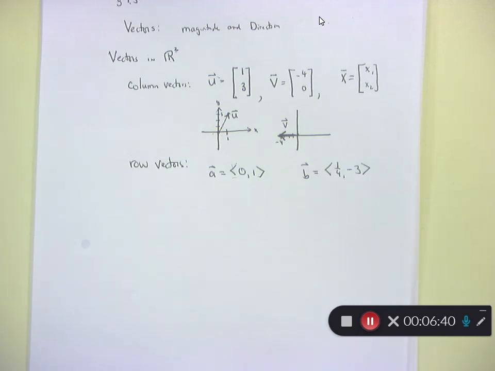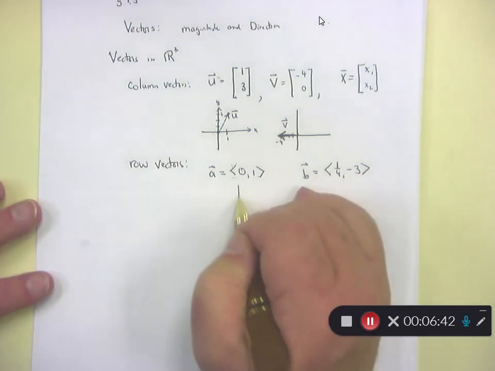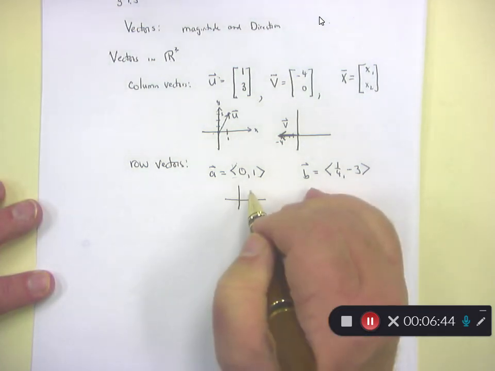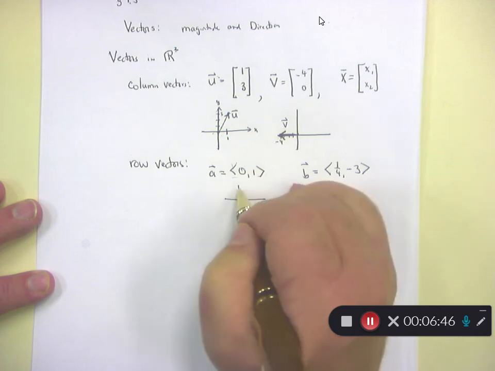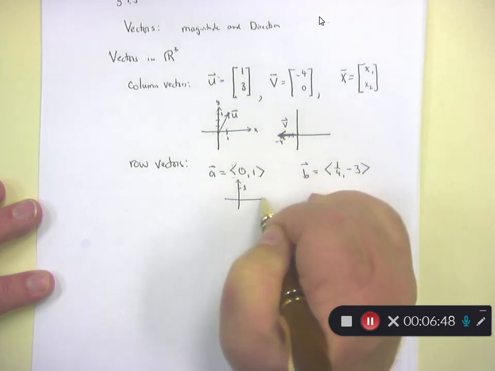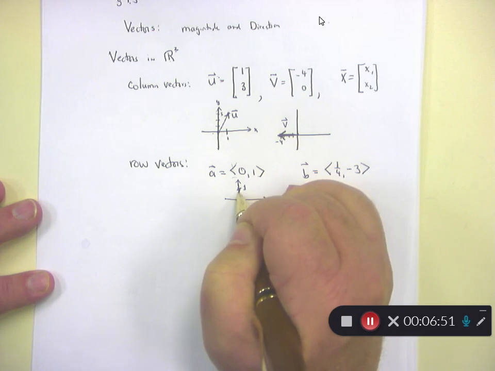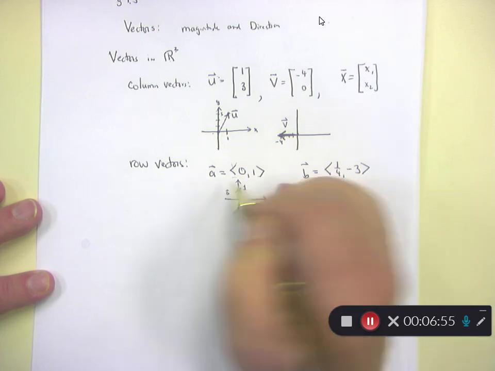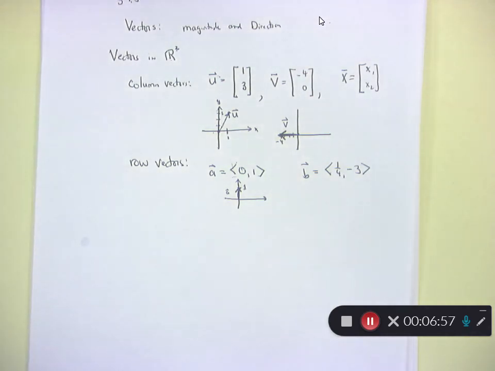But again, if you draw this out, where's the vector 0, 1? Well, x is 0, y is 1, so this would be, I'll kind of bold it right here, the arrow. There's your vector A. Does that make sense?